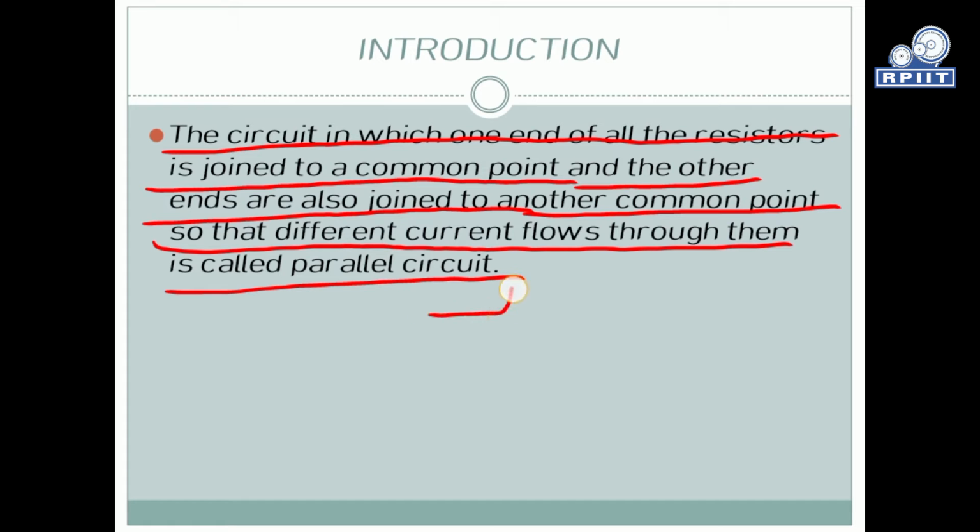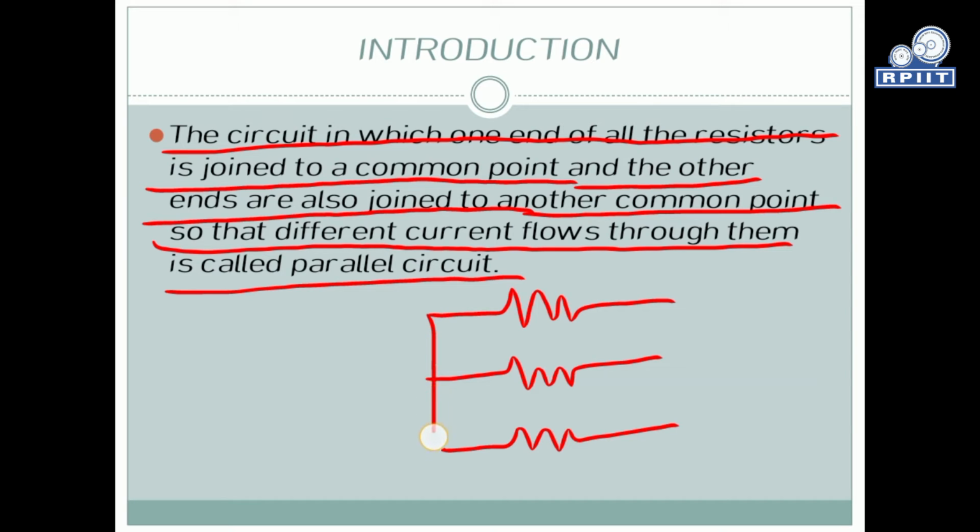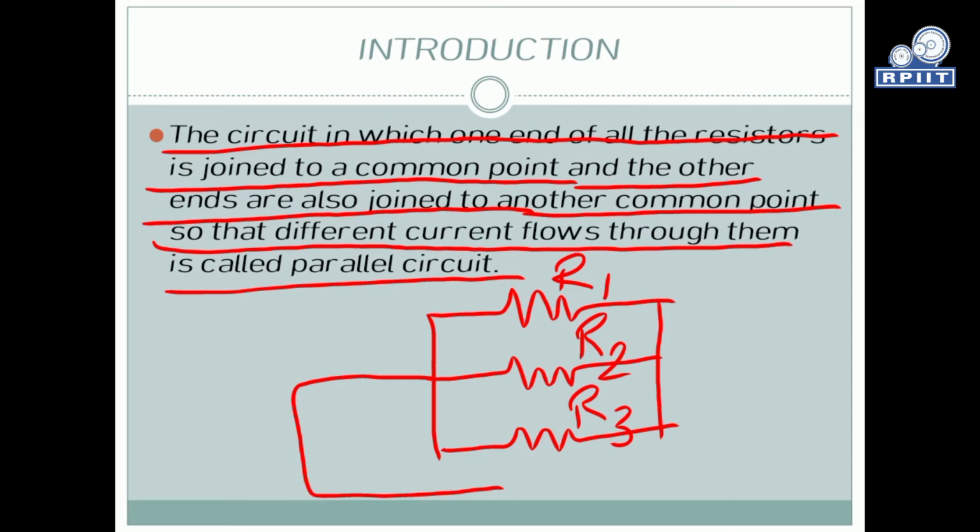For example, this one is the first resistance, second resistance and third resistance. So here one end of all the resistors is joined to a common point and the other ends are also joined. Now this one is represented by R1, second resistance represented by R2 and third resistance is represented by R3. And now this is the network.